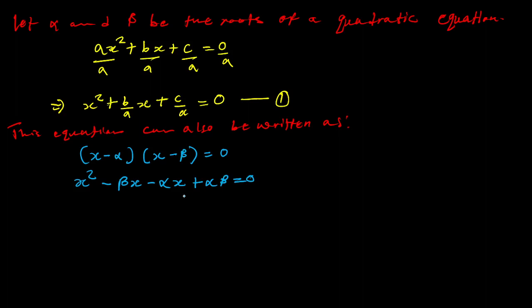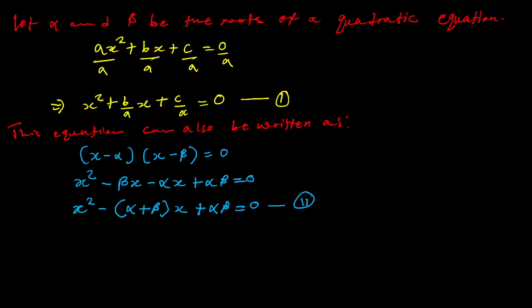So with this information in mind, we can simply factorize a negative there, and we also factorize an x. So this equation can be written as x squared minus open bracket alpha plus beta close bracket x plus alpha beta is equal to 0, and this becomes our Equation 2.